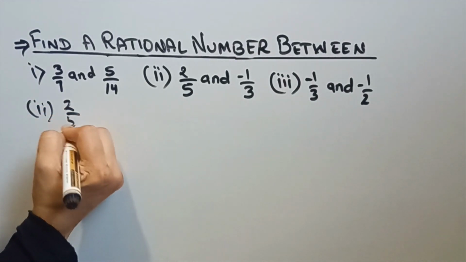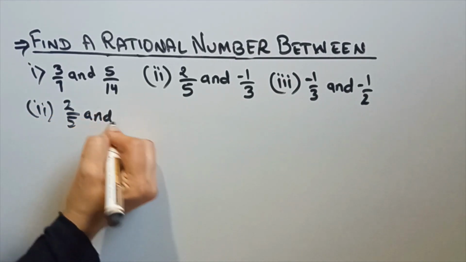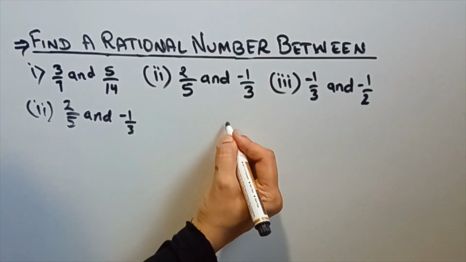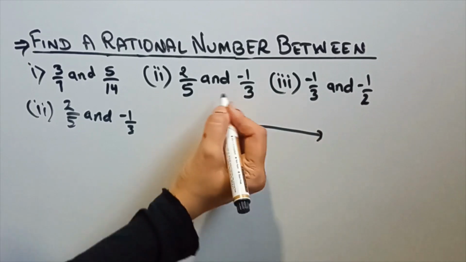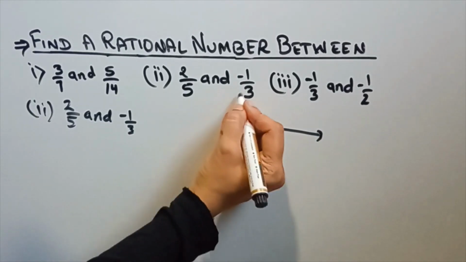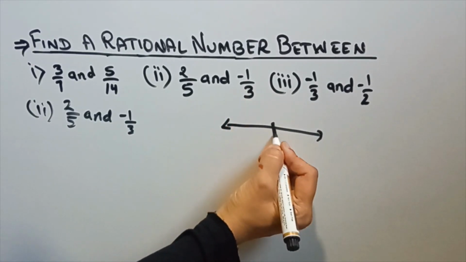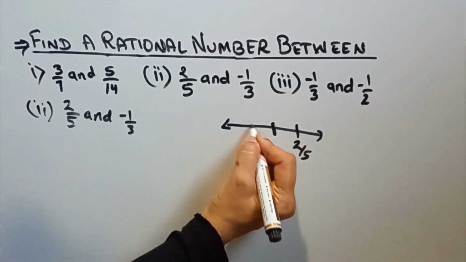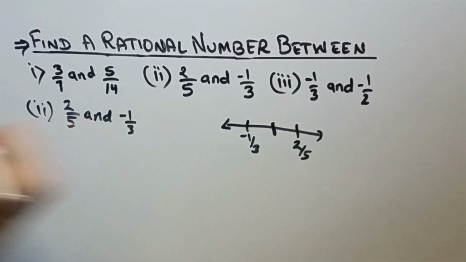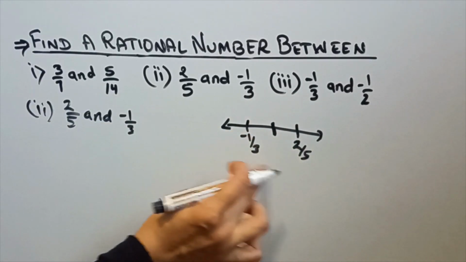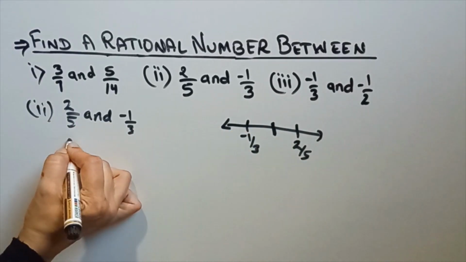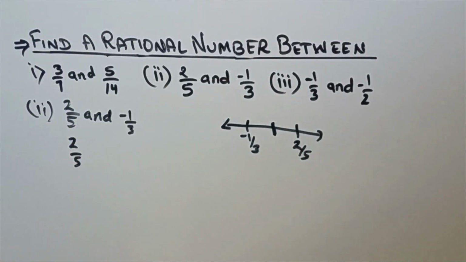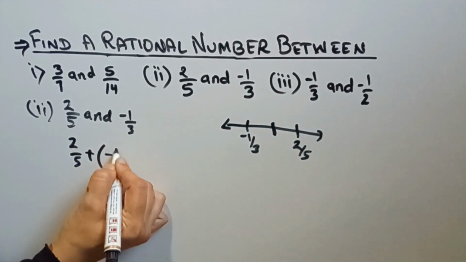Now we will solve the second one: 2 by 5 and minus 1 by 3. If we have to represent this on a number line, because this is negative, it will come to the left of 0. Suppose this is a number line, so plus will come here on the right hand side and minus on the left hand side. Now we have to find a number between these two numbers. So again we will add and divide by 2: 2 by 5 plus minus 1 by 3.